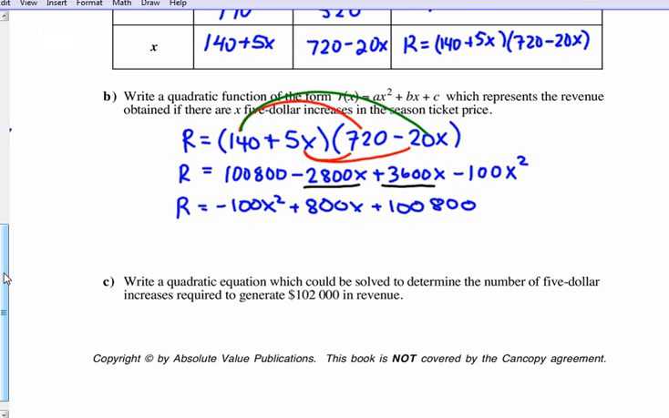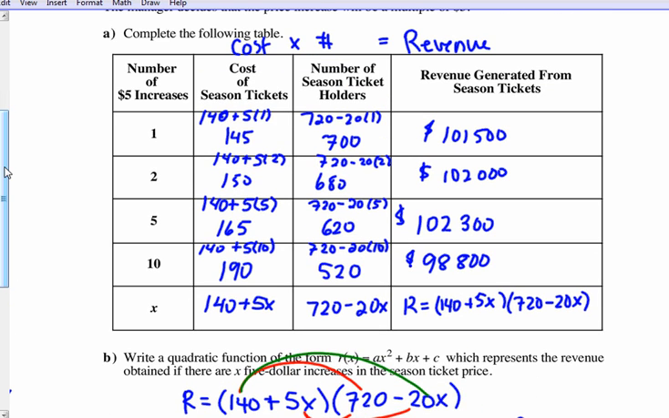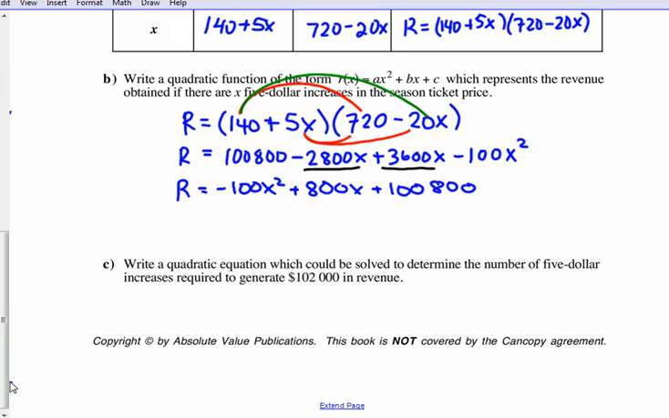So let's review. What does x represent in our formula? The number of $5 increases. So x was the number of $5 increases. Okay, so write a quadratic equation which could be solved. Determine the number of $5 increases. But that's just for, we're not done yet. There's more on the next page.